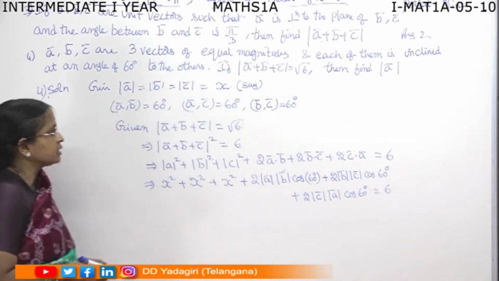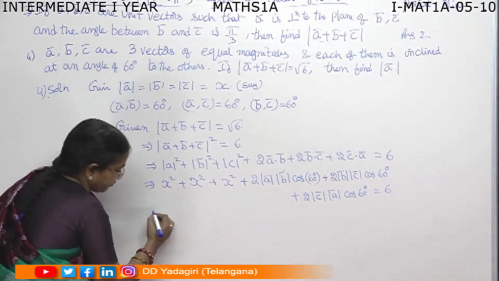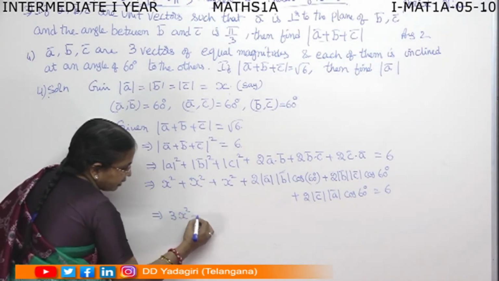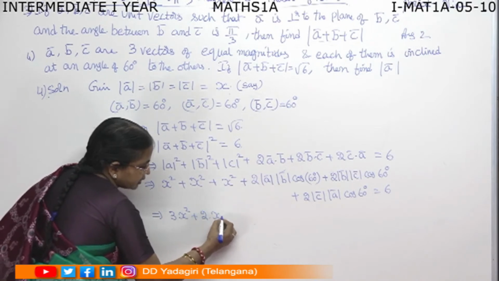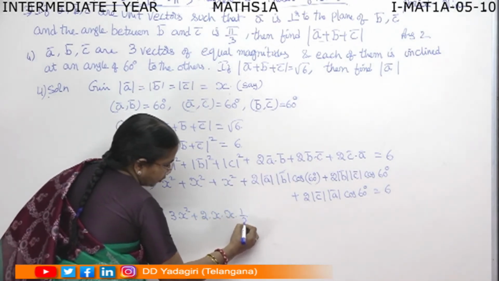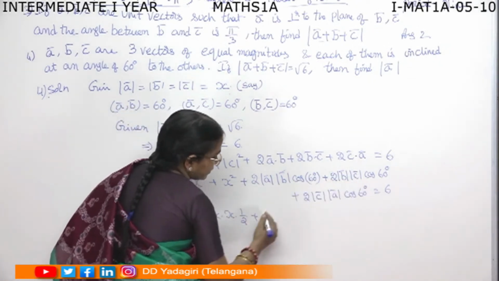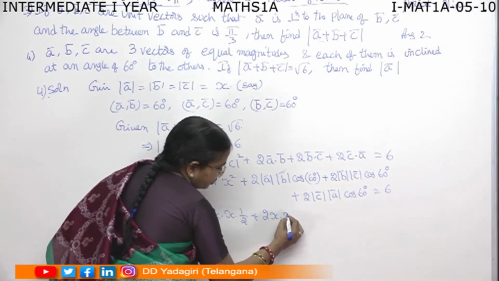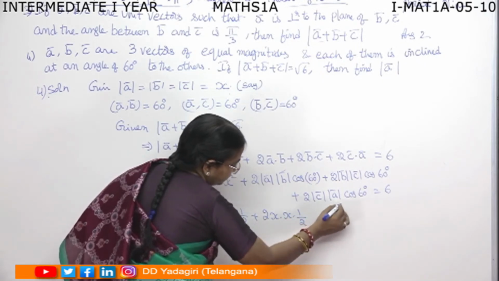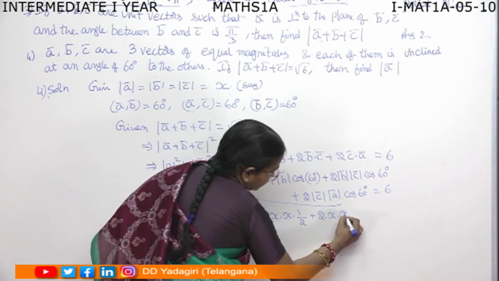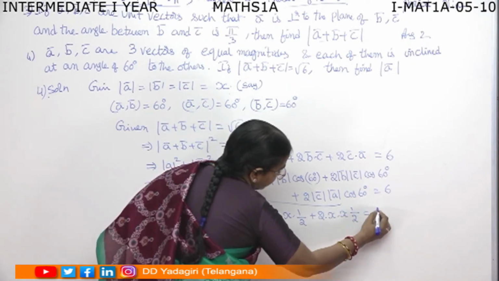Now what is cos 60? Sin 30, that is half. So that means this is 3x square, plus 2 into x into 1 by 2. Like this, 3 times you should write, because this is also x, this is also x. So 2x into 1 by 2 plus again 2 into x into 1 by 2 is equal to 6.